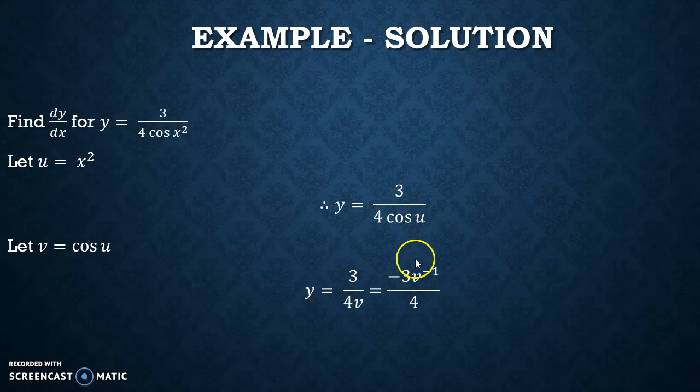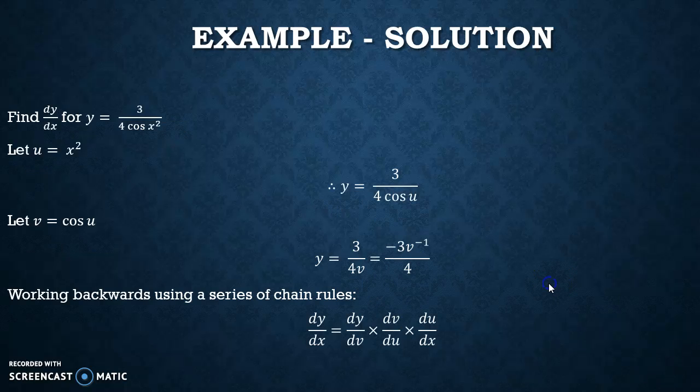Once we've substituted, we're going to let v equal cos u. So this is a double chain rule, which is okay, we can do that. We just got another substitution here. So we've let v equal cos u. So what we have now is 3 divided by 4 times v, and we can bring that v up to the top by making that a negative index. That negative shouldn't be there, that was a mistake. So ignore that negative there.